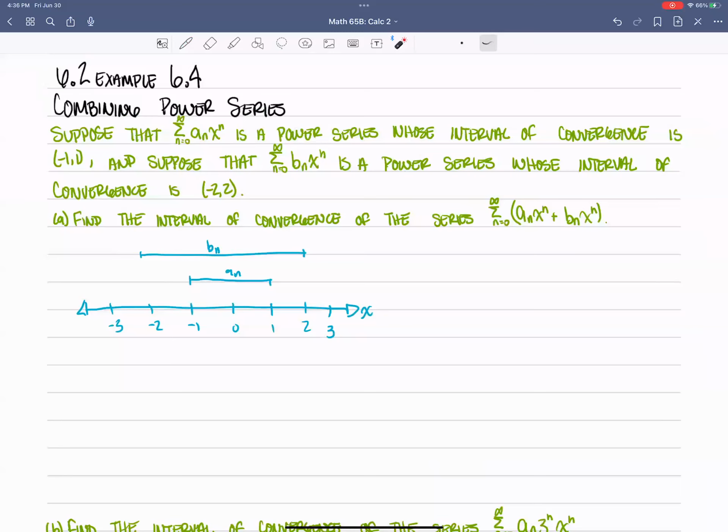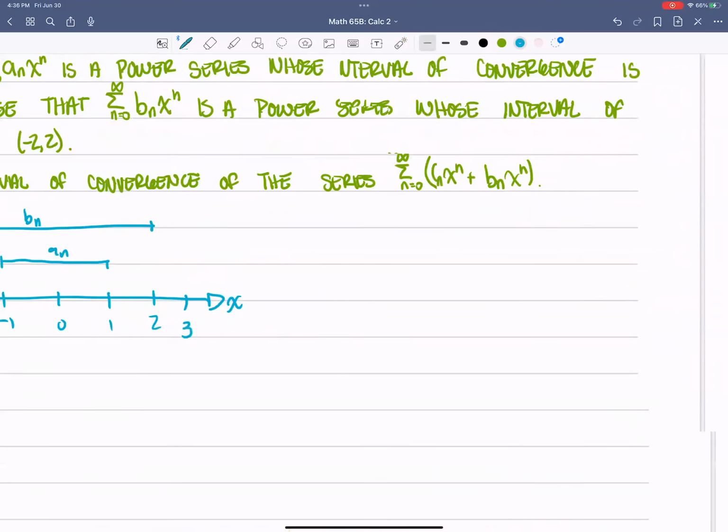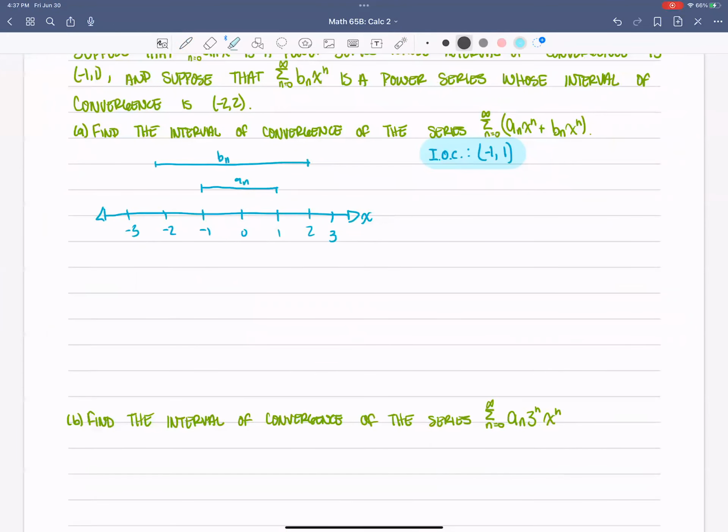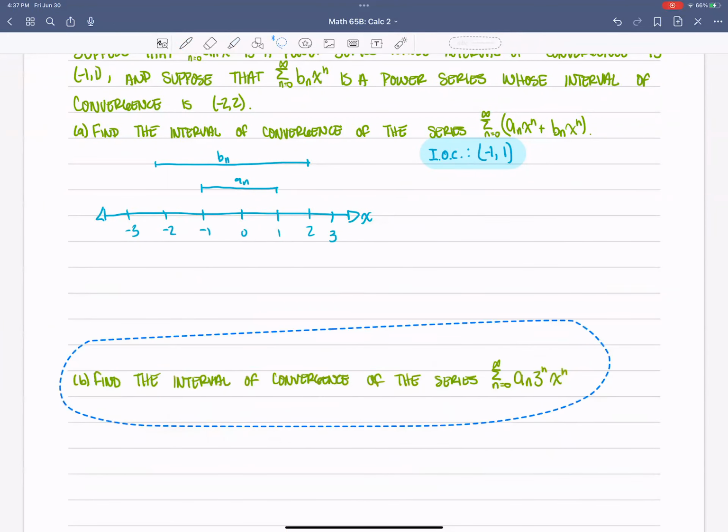So for this power series, we'll call it C sub n, the interval of convergence, IOC, would have to be where they both converge, and that would be from -1 up to 1. And that's it there: the interval of convergence, x belonging to the values between -1 and 1.